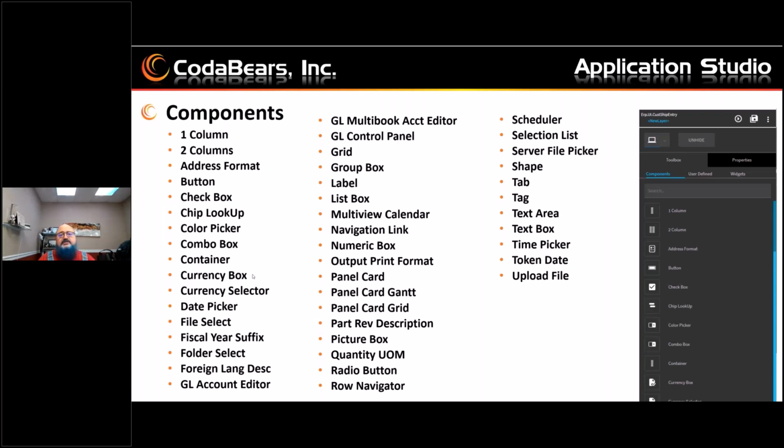The currency box would be a numeric editor with decimals for currency that will follow the decimal settings you have under company maintenance. So if you specify a 4-digit currency, you're going to have 4 digits in your currency. The currency selector would be choosing what currency you want from the currency table. The date picker automatically pops up a calendar. It allows the user to navigate, almost identically to how the date fields work currently.